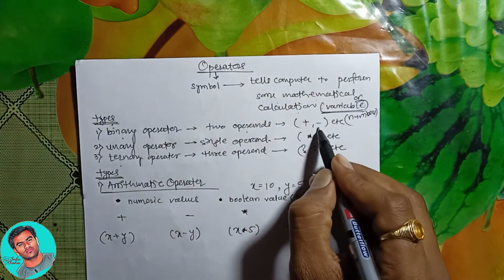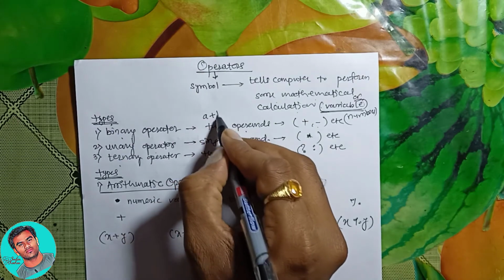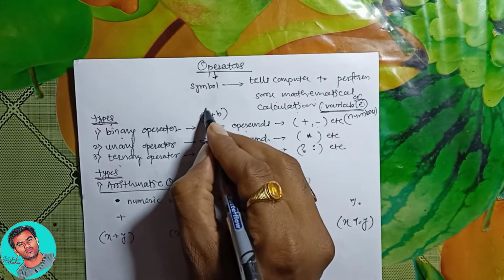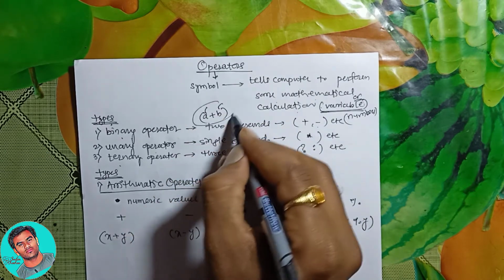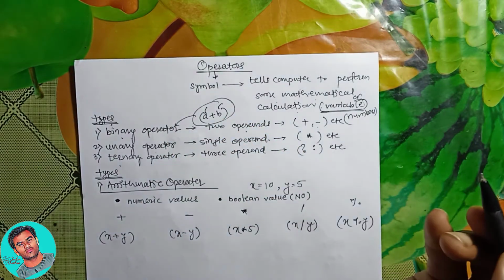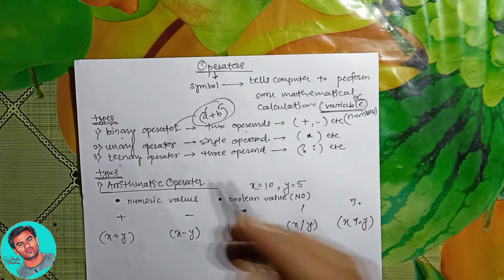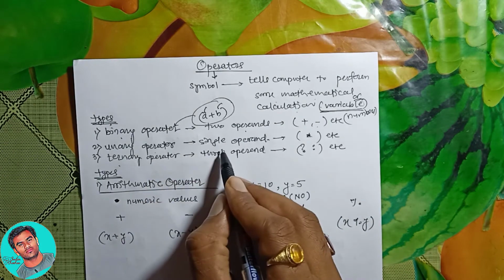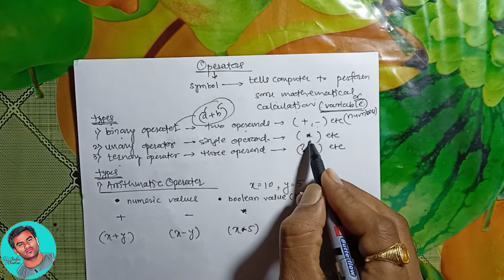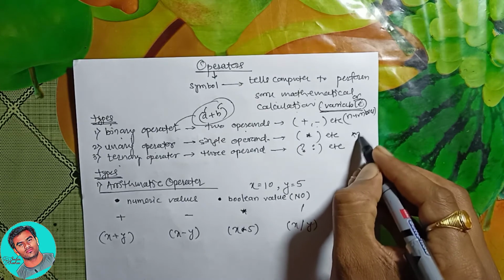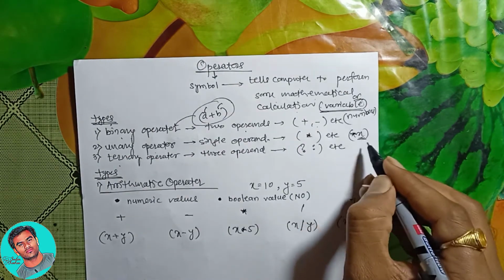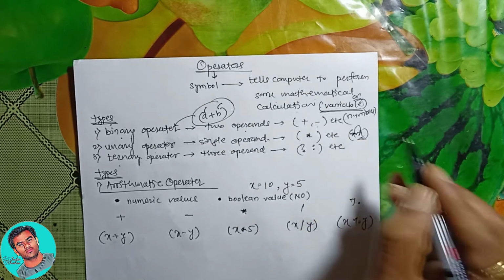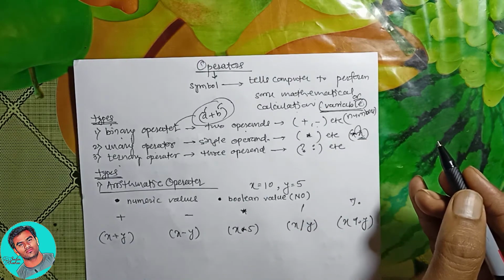For example, plus and minus. If I write a plus b, a becomes the first operand and b the second operand. So these two operands are there, that means it is a binary operator. Next is the unary operator, which performs on a single operand, for example star x. It is going to represent the value of x, so it is only performing on a single operand, that's why it is a unary operator.